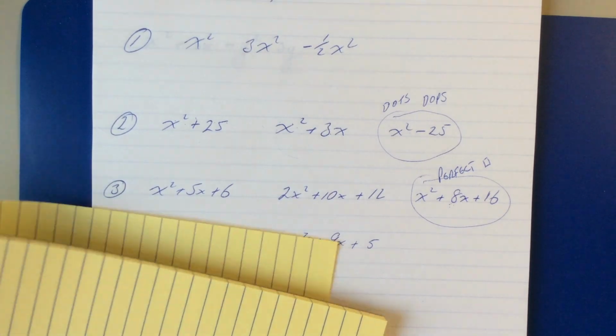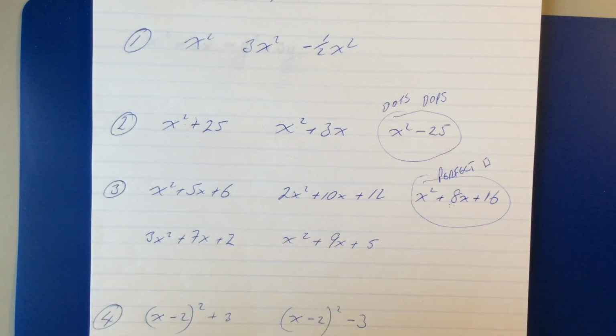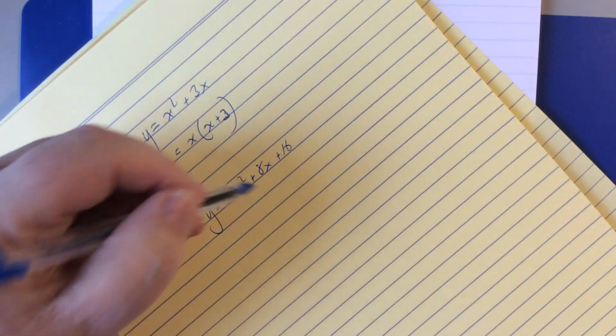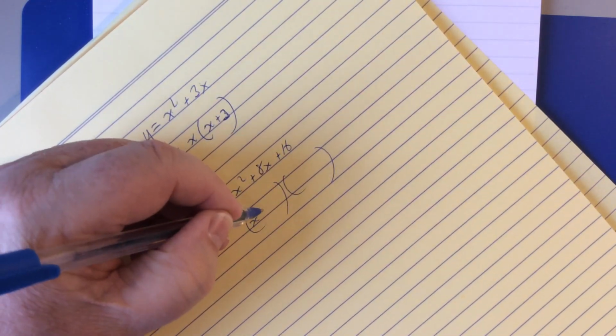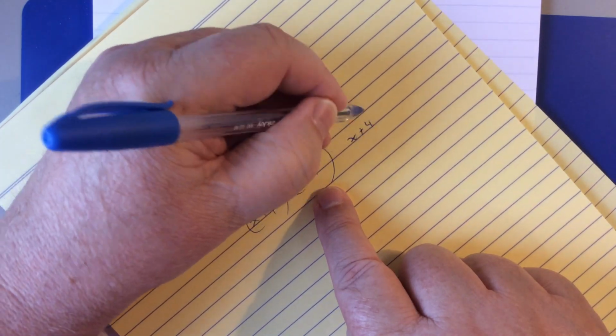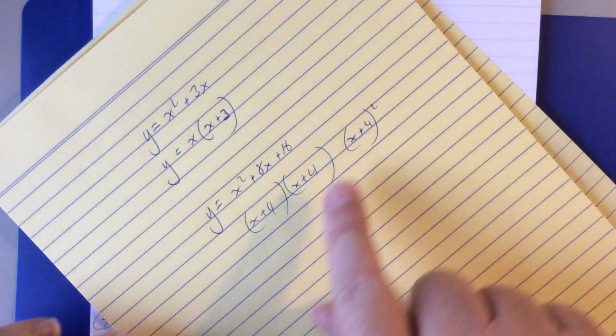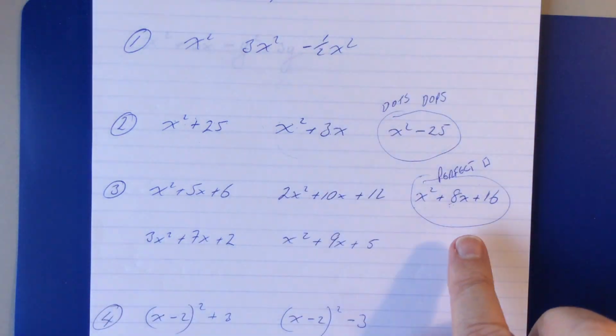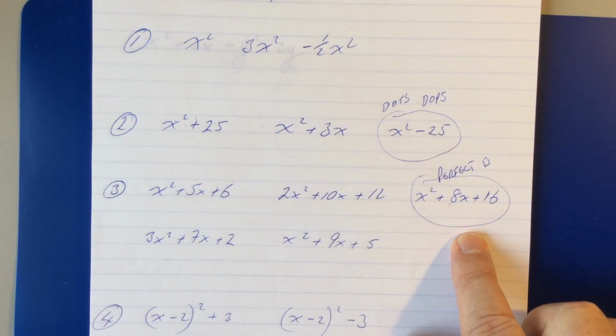And that factorizes really, really easily and quickly. So y equals x squared plus 8x plus 16. The factorized form of this is x plus 4, x plus 4. Two of these, which can be written like this. And that is a perfect square.